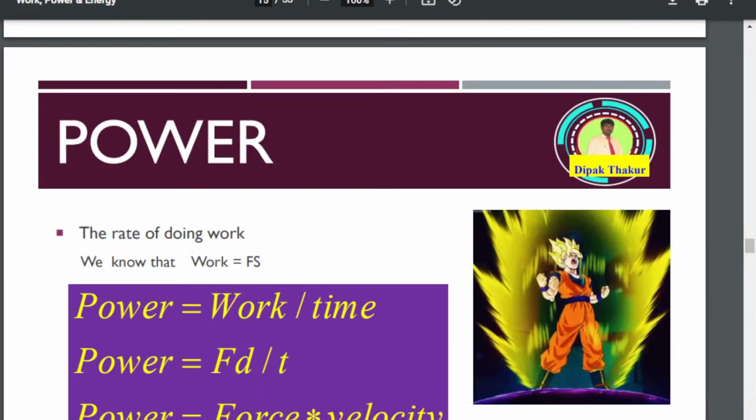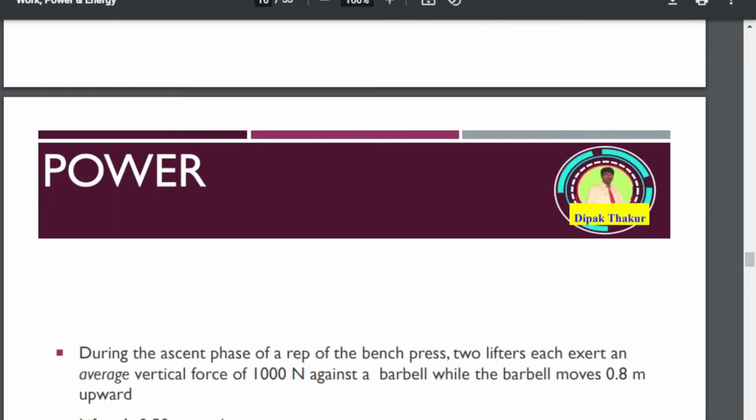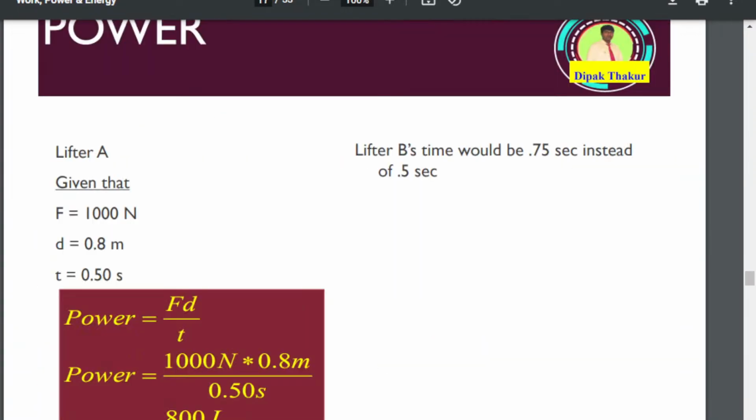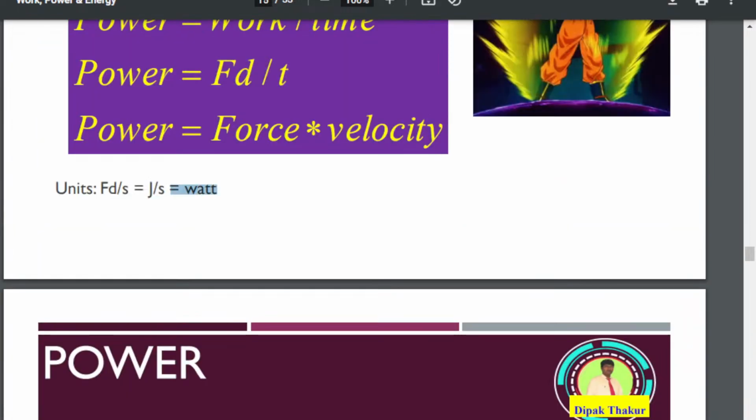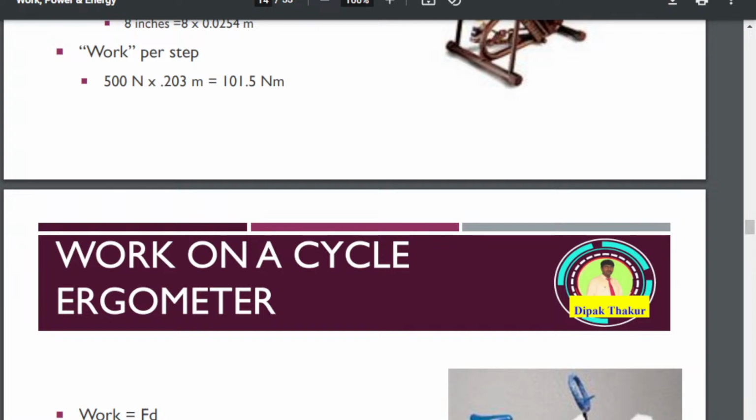The rate of doing work is known as power, and the unit of power is watt. Now, work done on a cycle ergometer.